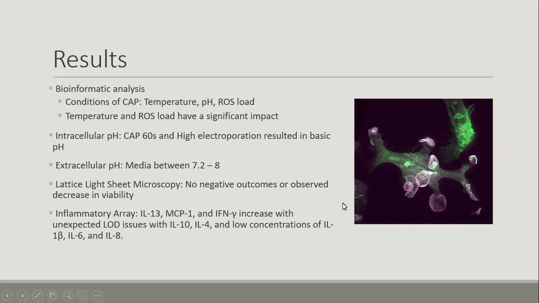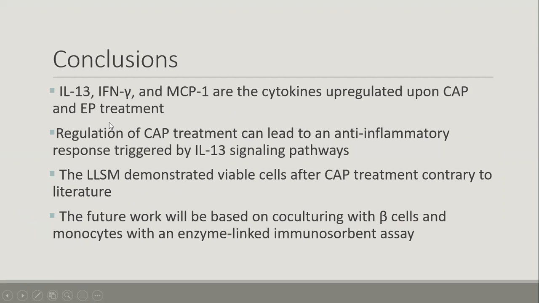Our lattice light sheet microscopy can be shown here and indicated that no adverse effects could be seen on fetal liver macrophages. Our inflammatory array showed IL-13, which is a typically anti-inflammatory cytokine, monocyte chemoattractant protein 1, which adds more monocytes and immune cells to the wound area, and interferon gamma, typically an inflammatory cytokine, all increased with the treatment of cold atmospheric plasma. Based on these conclusions, we believe that the regulation of the cold atmospheric treatment can lead to an anti-inflammatory response triggered by these signaling pathways.